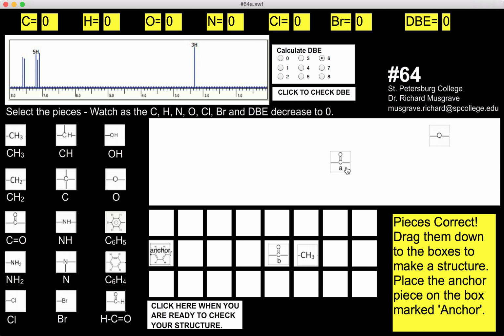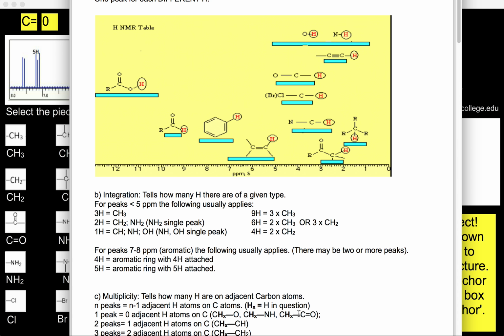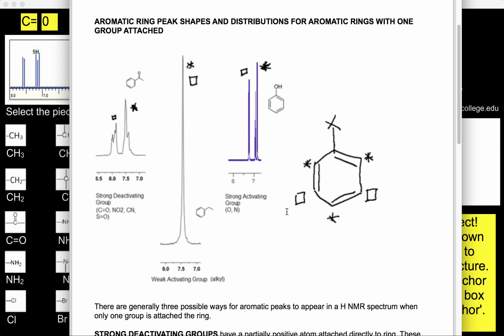So then all that's required is to figure out the order of the C double bond O and the O. So I'll just drag these over. So we've got to figure out, is it this way or is it this way? And initially you might think it could go either way, but we actually can get a clue from the splitting of the aromatic region.